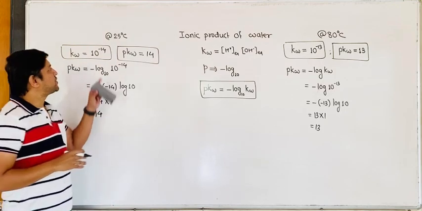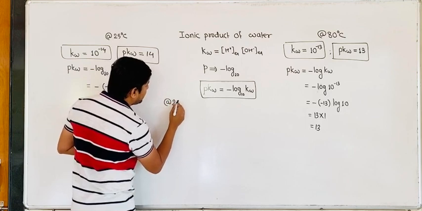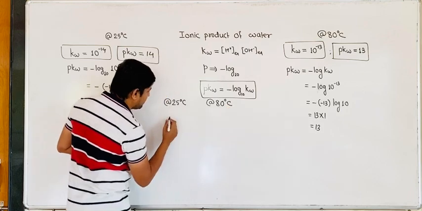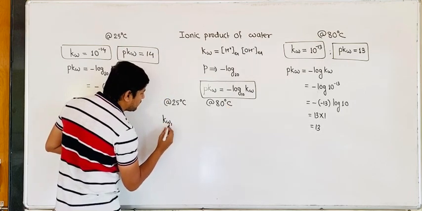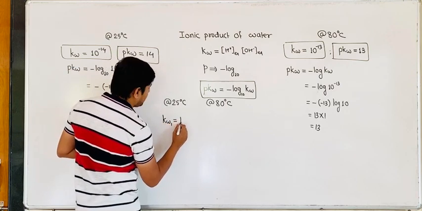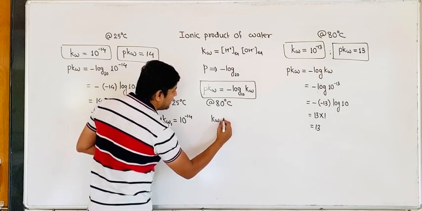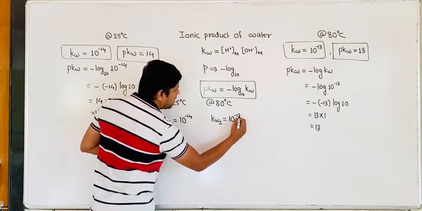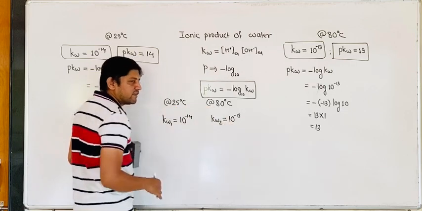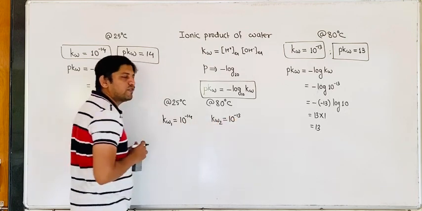So if we write the relationship between Kw at different temperatures, like at 25 degrees Celsius and at 80 degrees Celsius, the value of the ionic product Kw1 is equal to 10 raised to minus 14, and Kw at 80 degrees Celsius is 10 raised to minus 13. So with increase in temperature, the value of Kw increases 10 times, from 10 raised to minus 14 to 10 raised to minus 13.